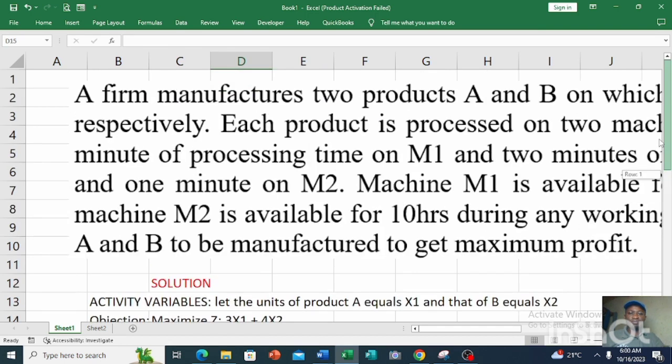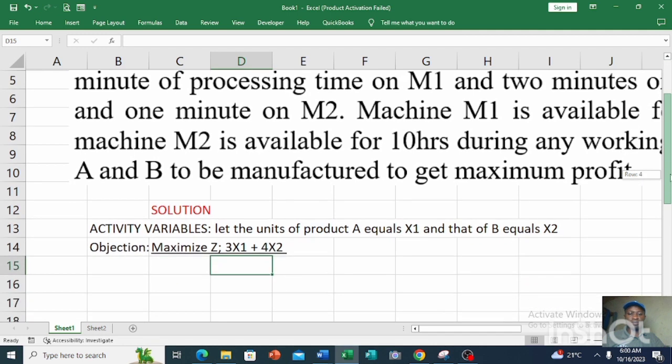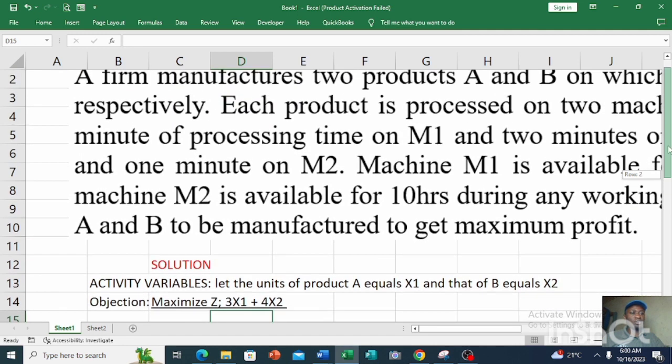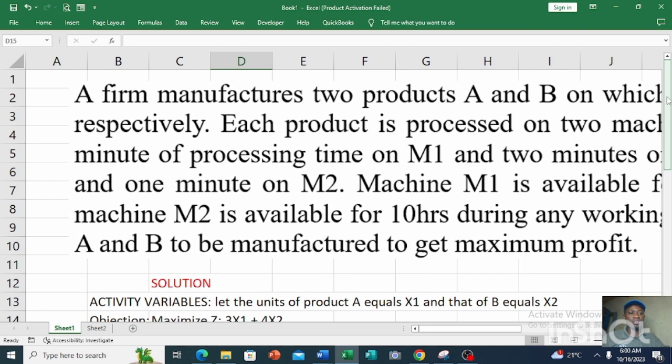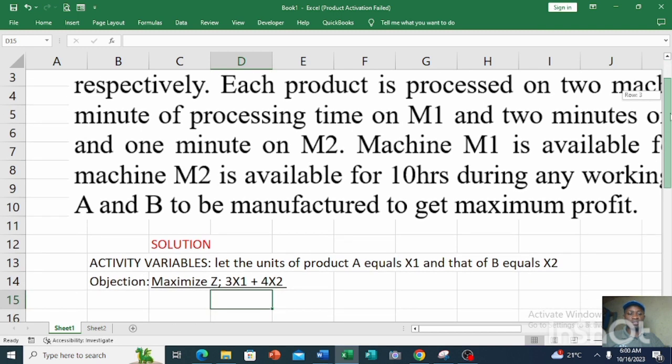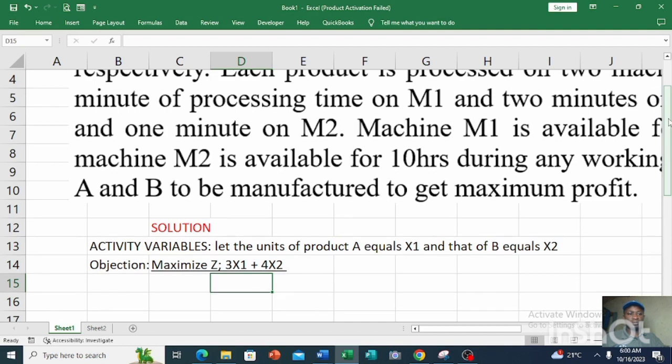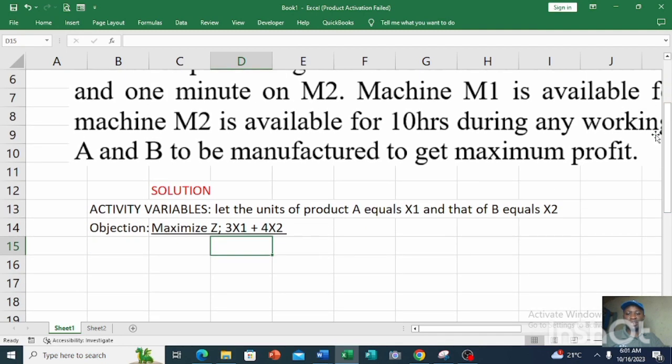Now the next thing for us is to state our constraints. Each organization always has two main objectives, which are either to maximize profit or to minimize cost. So in this context, we are maximizing our profit. So the next thing is for us to state the constraints.